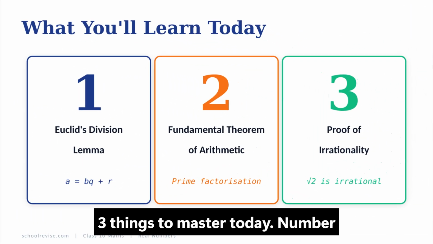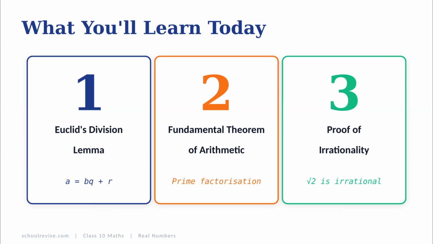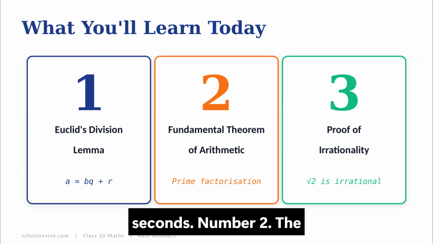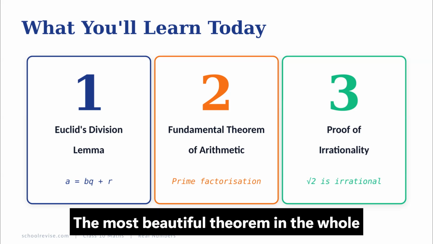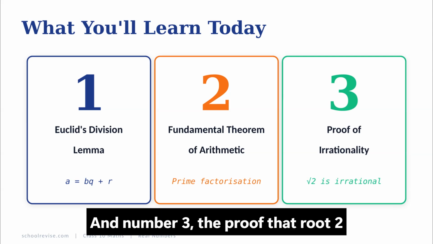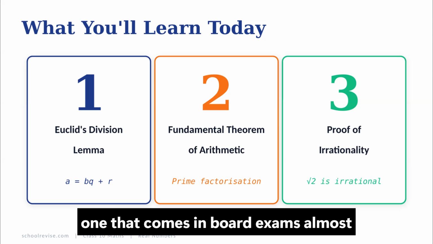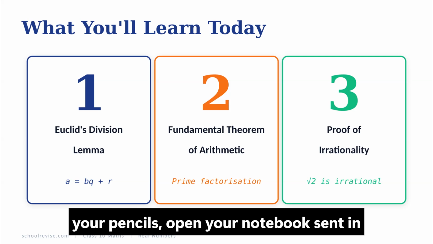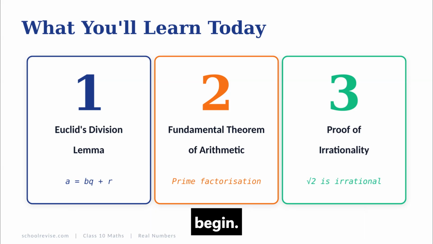We have 3 things to master today. Number 1, Euclid's division lemma. This is the shortcut that finds HCF in seconds. Number 2, the fundamental theorem of arithmetic, the most beautiful theorem in the whole NCERT, in my humble opinion. And number 3, the proof that root 2 is irrational. Now this is the one that comes in board exams almost every single year. So sharpen your pencils, open your notebooks and NCERT textbooks to practice, and let us begin.